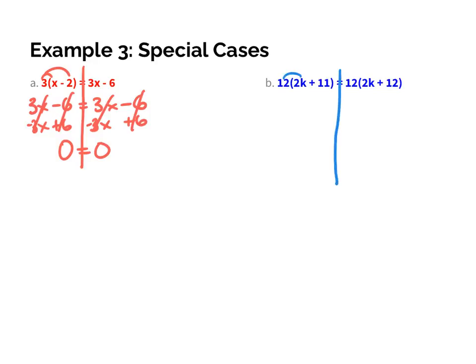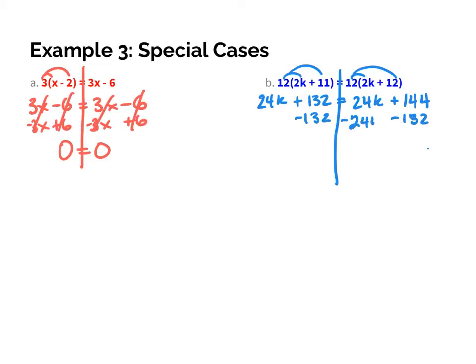All right, so here again, if I distribute both sides, I'm going to get 24k plus 12 times 11 is 132, and that's going to equal 24k plus 144. I know they're bigger numbers, whoopsie daisies. So now if I try and simplify this again, I'm going to gather my numbers. So let's say I subtract 132 from the other side, and at the same time I subtract 24k to that side.